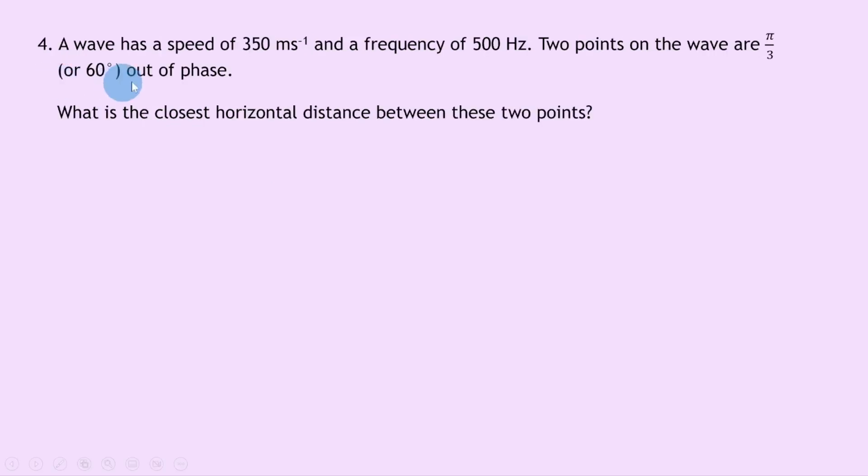Lastly, question 4 says a wave has a speed of 350 meters per second and a frequency of 500 Hz. 2 points in the wave are pi over 3 or 60 degrees out of phase. What is the closest horizontal distance between these 2 points? Well, first we want to find the wavelength lambda, so let's write down what we know from the question. We're trying to find lambda. We know that the speed v is 350 meters per second and the frequency f is 500 Hz.